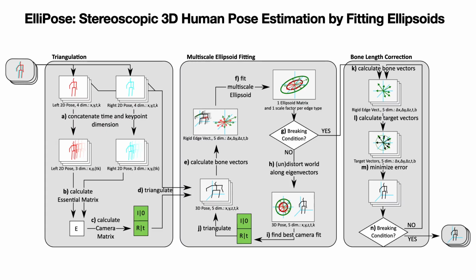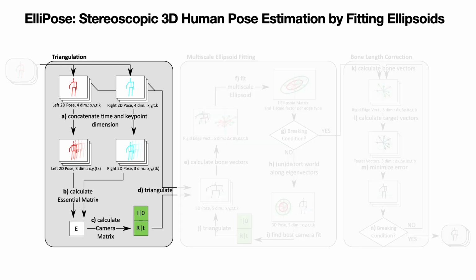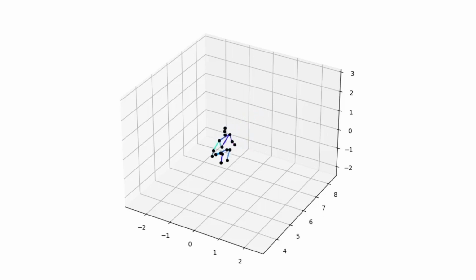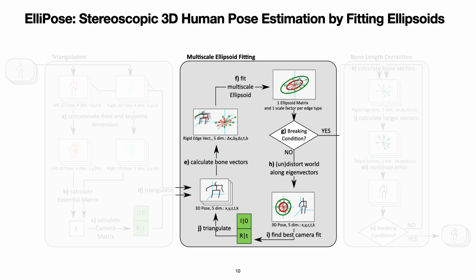Our algorithm consists of 3 stages: the triangulation, the multi-scale ellipsoid fitting, and the bone length correction. Hereby the first stage uses the mentioned epipolar geometry to simultaneously triangulate the poses and estimate the camera positions. Here we can see a result of the first stage. Clearly it can be seen that the triangulation is distorted in one direction. Therefore we use our second stage, the multi-scale ellipsoid fitting.